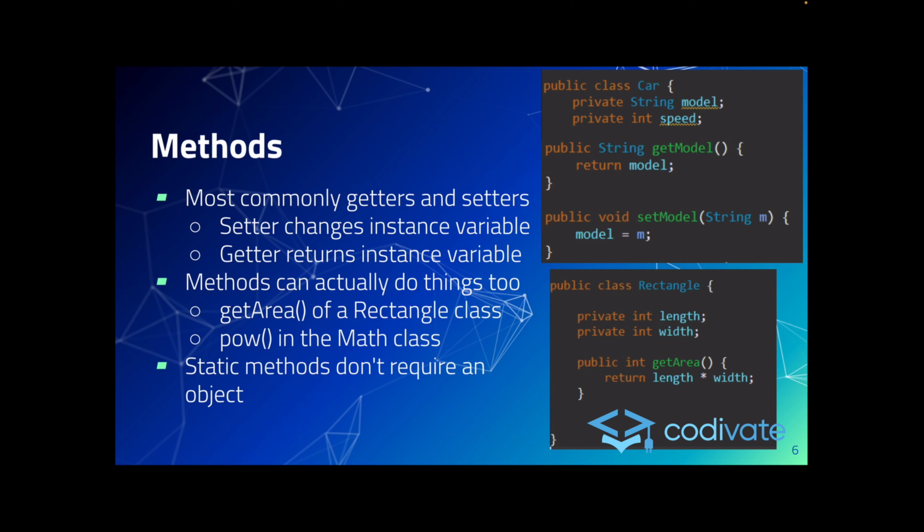Non-static methods are methods that are not static. That means they depend directly on the instance of the class that you're using. Whereas static methods do not require an object or an instance of your class. They work completely independent of the instance variables. For example, pow in the Math class is a static method because it does not depend on any instance variables. For this reason, you call it using Math.pow, the name of the class, and then the static method.